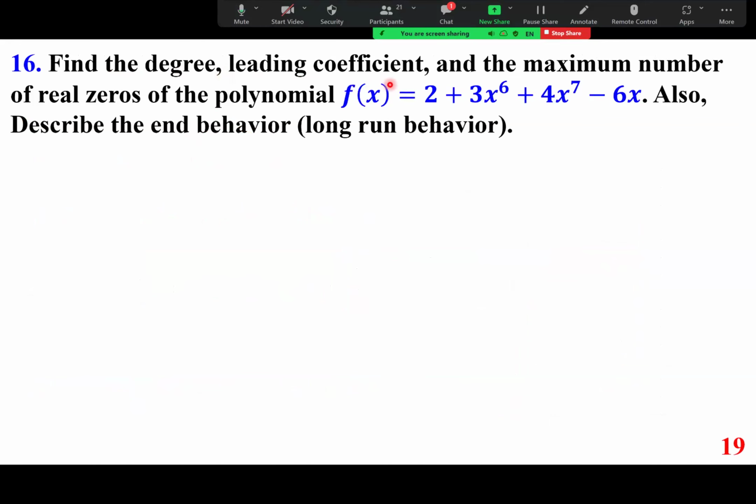Find the degree, leading coefficient and maximum number of real zeros of the polynomial f of x equals 2 plus 3x to the power of 6 plus 4x to the power of 7 minus 6x. Also describe the end behavior or long run behavior. So the first step is to put this in descending order. So we're going to say f of x is 4x to the power of 7 plus 3x to the power of 6 minus 6x plus 2.